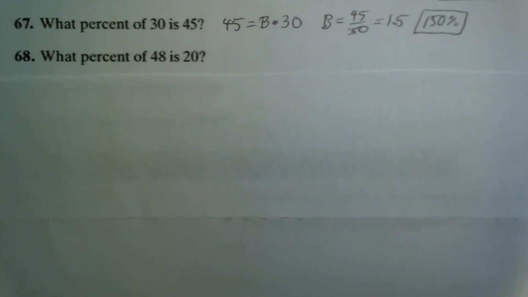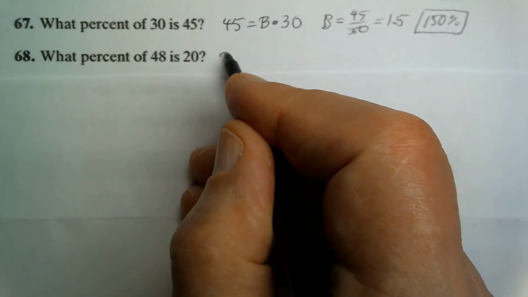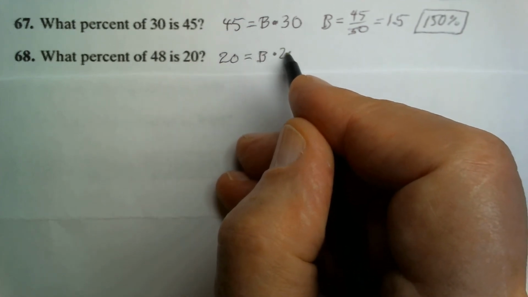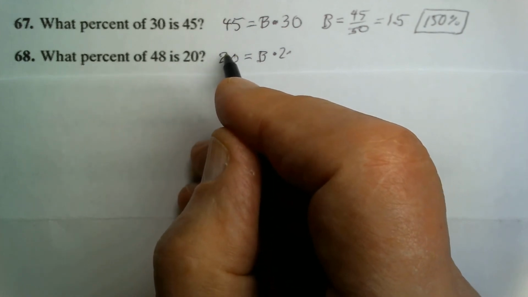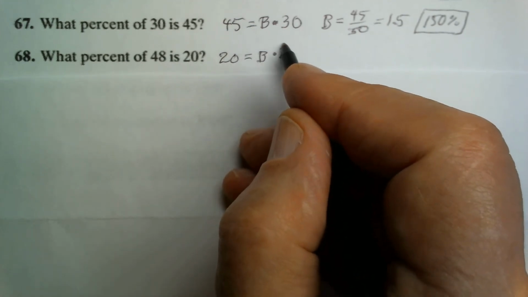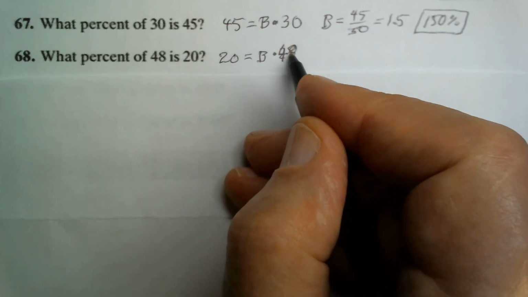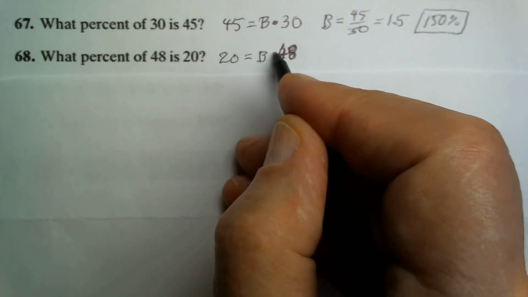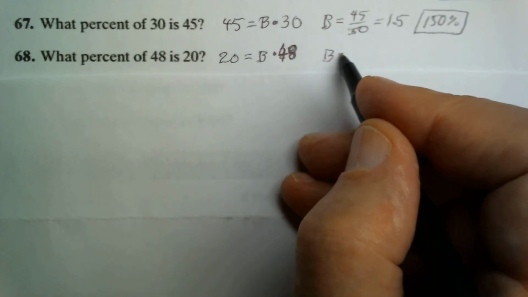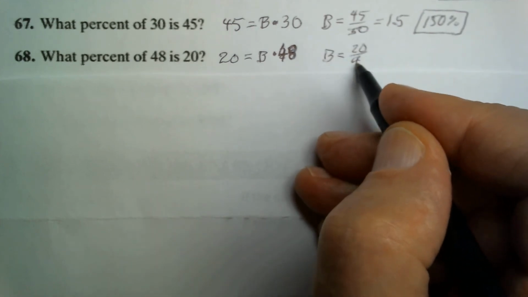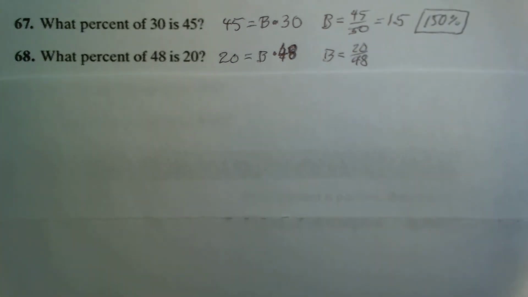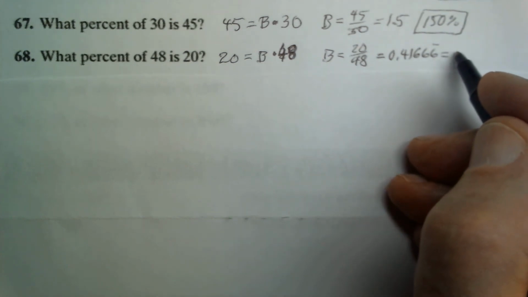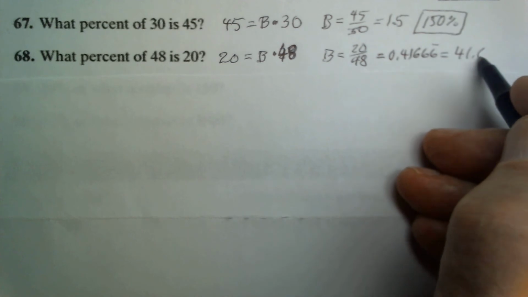Similarly, what percent of 48 is 20? So 20 equals B percent of, or times, 48. So then B is equal to 20 divided by 48. So it's 0.41666 or 41.6%.